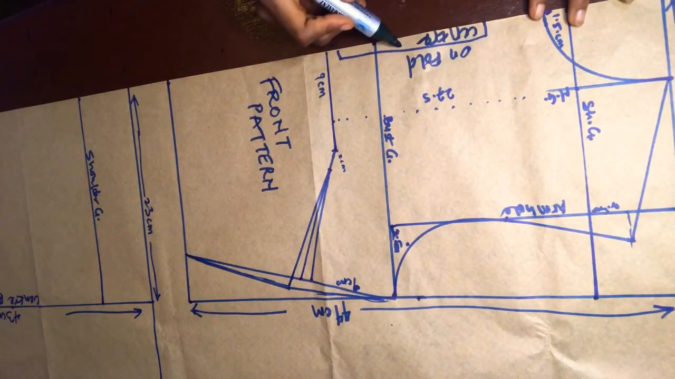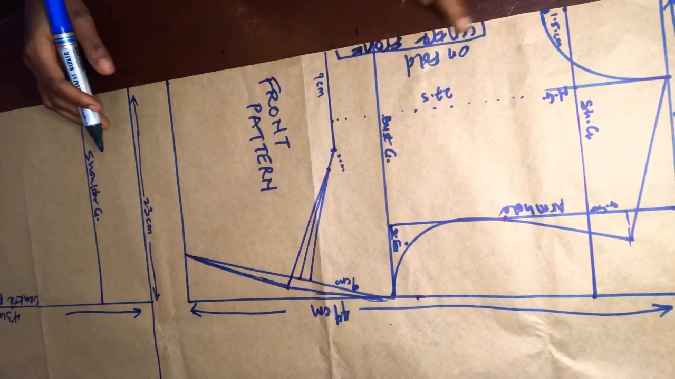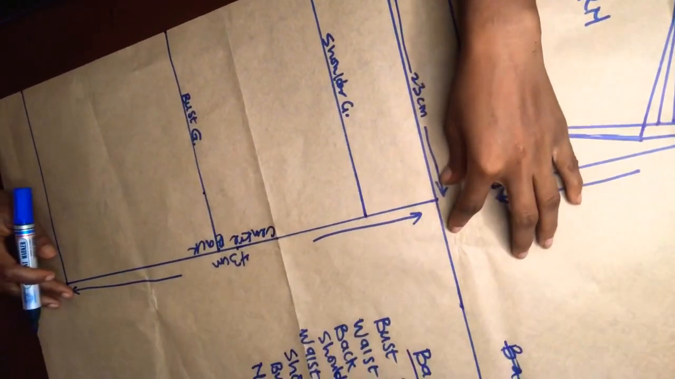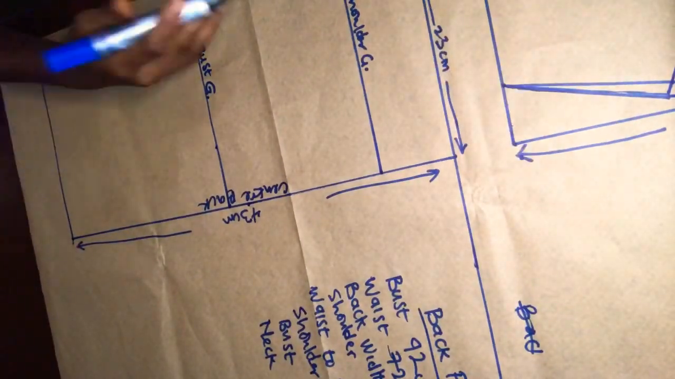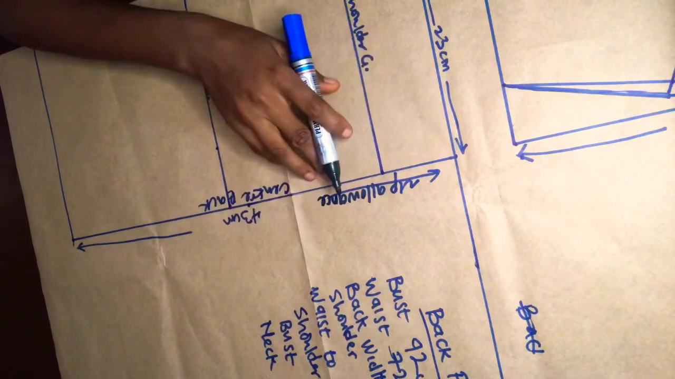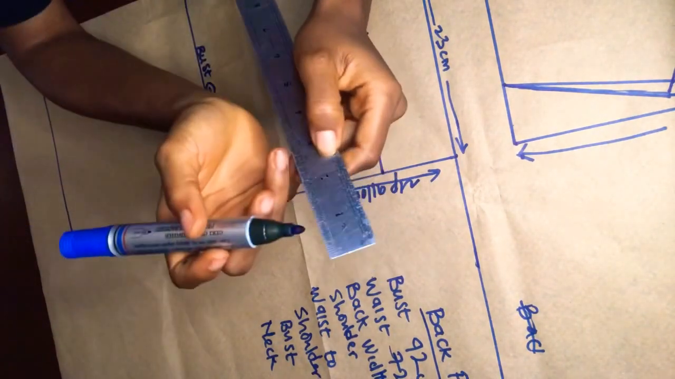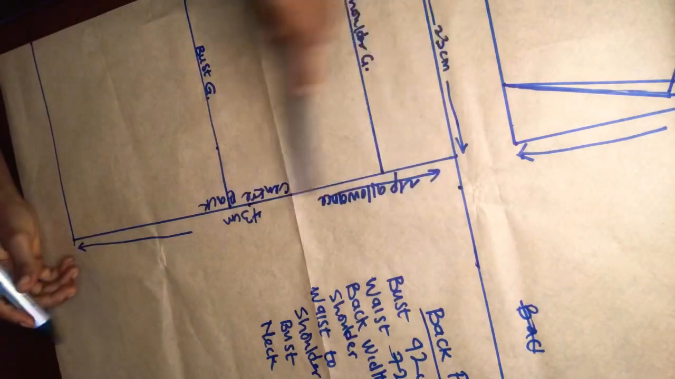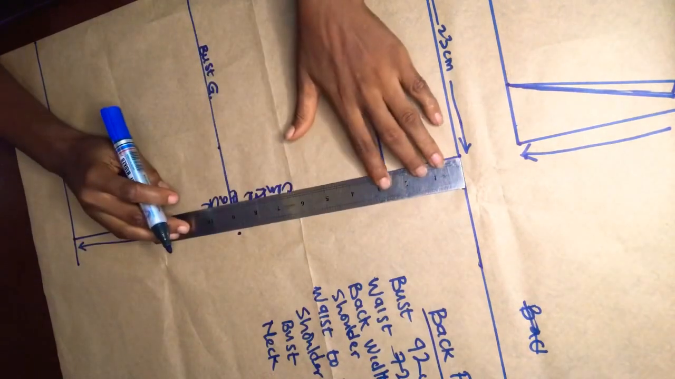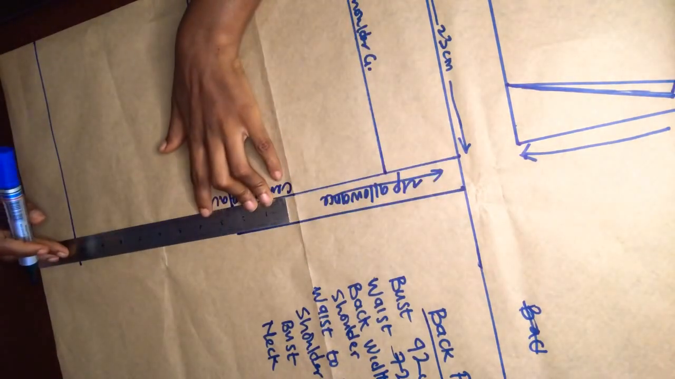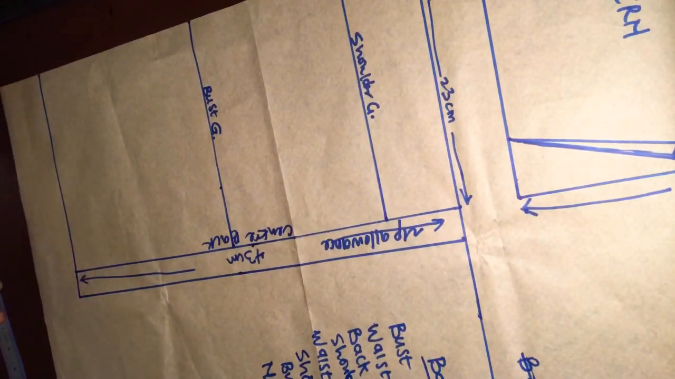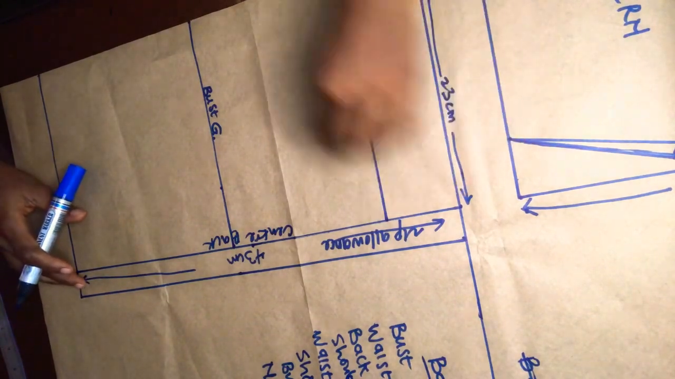So I'm going to be adding zip allowance to the center back. In order to have space to add it, that is why I'm using this part of the pattern. A zip allowance is about 1 inch. So I'm just going to add 1 inch to this point here for the zip allowance. So I measure 1 inch from the beginning to the end of the pattern, from the top to the bottom, and I draw out my 1 inch. This is going to be the zip allowance, and from this point I'm going to start my back bodice.